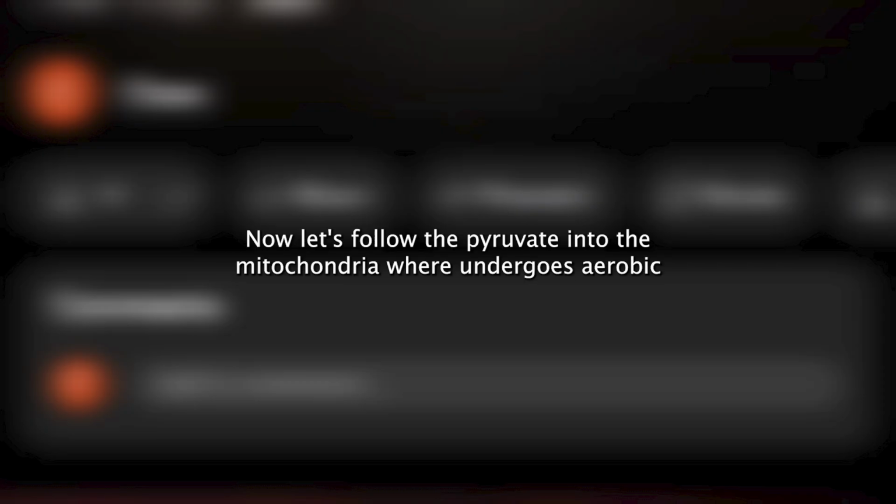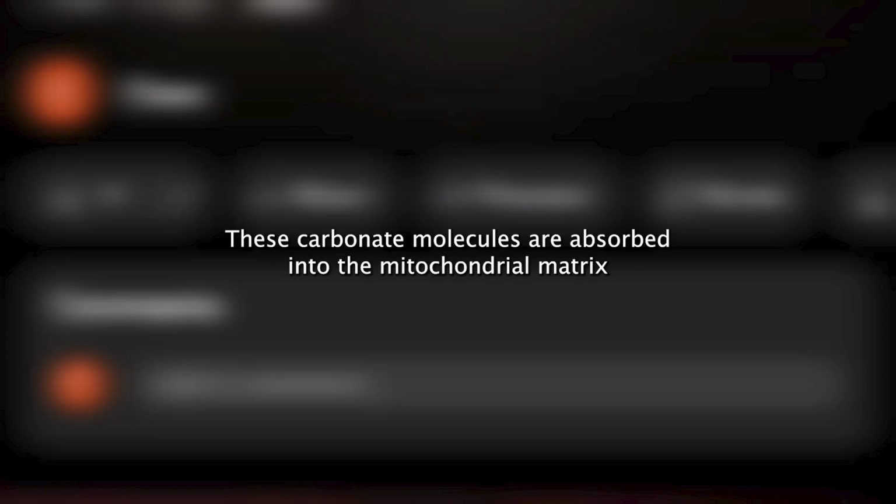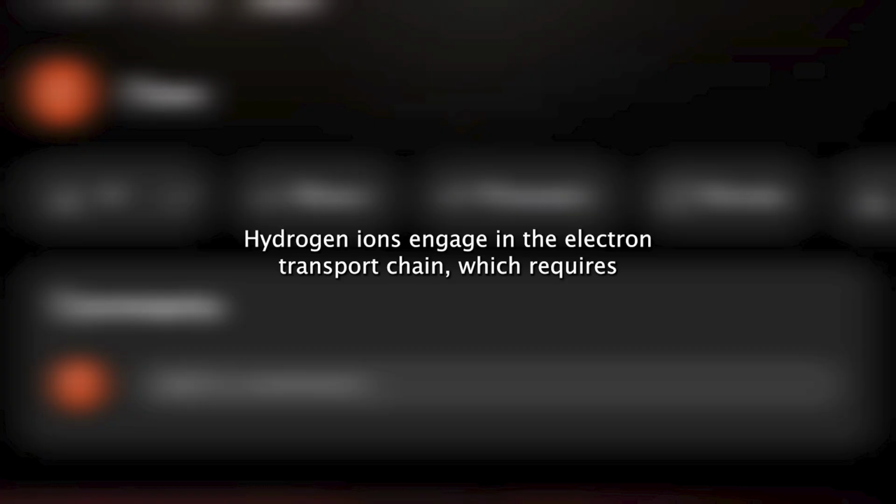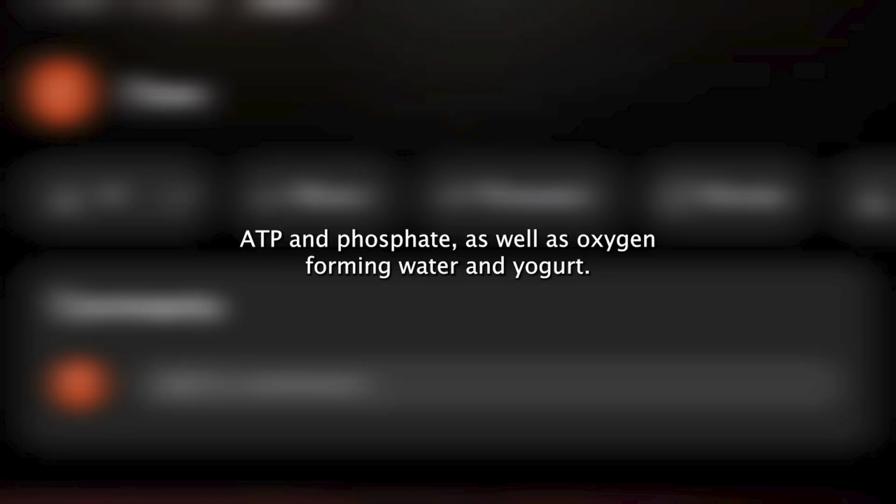Now, let's follow the pyruvate into the mitochondria, where it undergoes aerobic metabolism. In aerobic conditions, meaning with oxygen, these pyruvate molecules are absorbed into the mitochondrial matrix and enter the citric acid cycle. The citric acid cycle yields carbon dioxide and hydrogen ions. The hydrogen ions engage in the electron transport chain, which requires ADP and phosphate, as well as oxygen, forming water and yielding many ATP molecules.